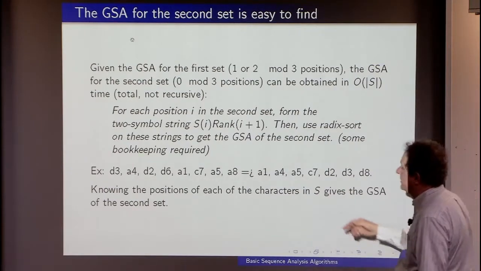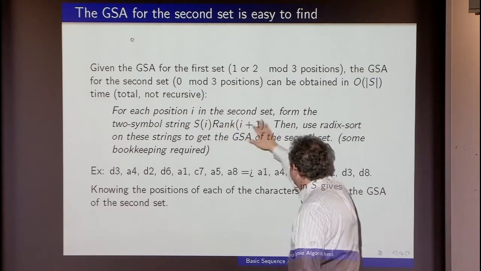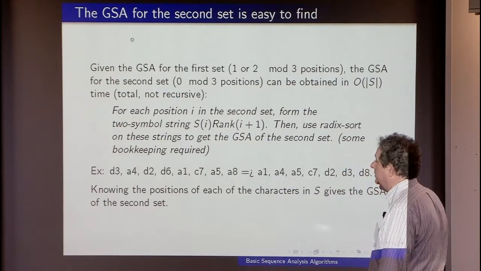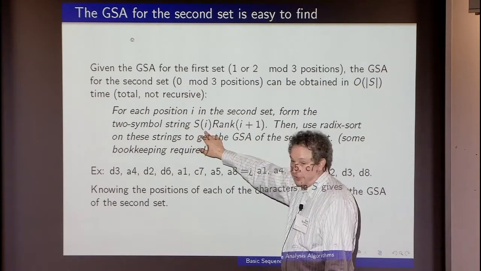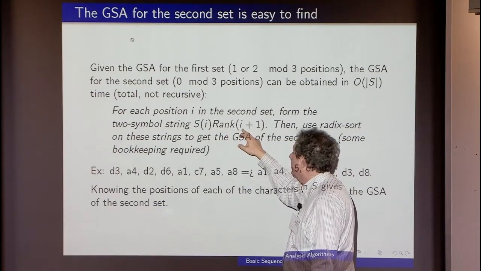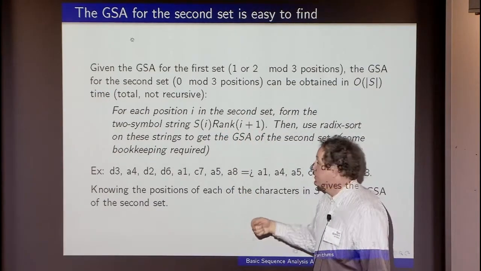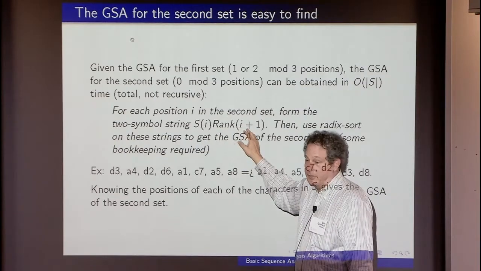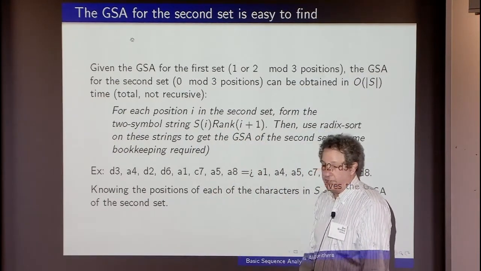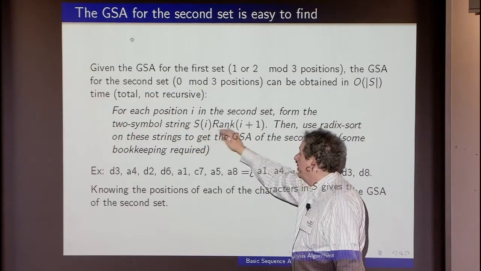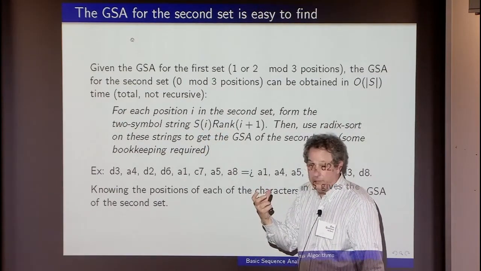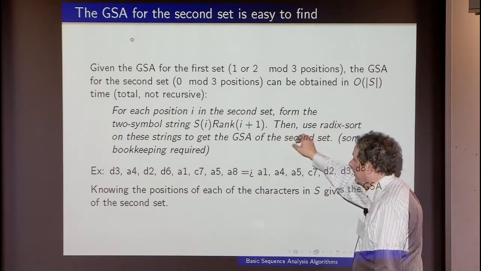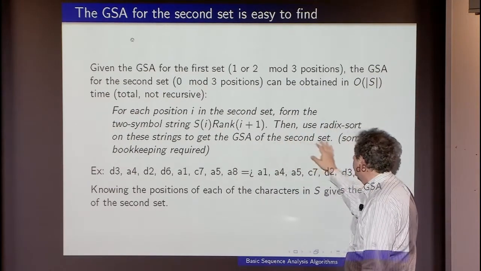Because for each position i in the second set, the ones at position 0 mod 3, you form a two-symbol string: what that character actually is, and the rank of the next character in the string. Since this is 0 mod 3, i plus 1 is 1 mod 3, so it is in the first generalized suffix array. So we take that symbol and that rank, which is just a number, and that's my two-symbol string. Then we use radix sort on these strings to get the GSA of the second set.